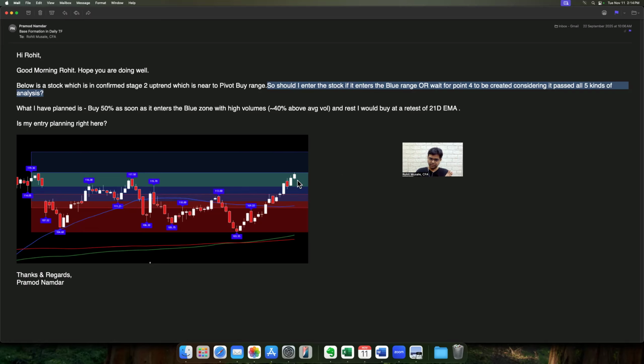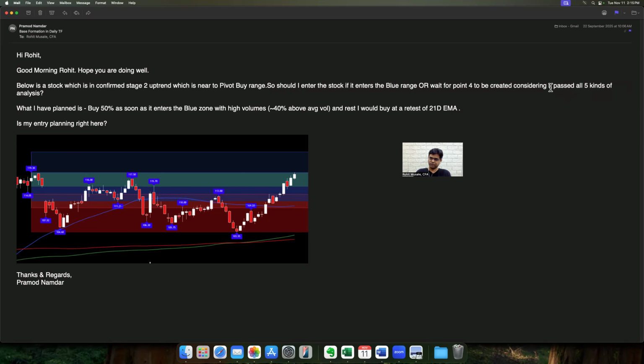Now, if it does form point 4, like if it refuses to go to the blue range and it forms a candle and then it forms point 4, then we have a trade on the daily time frame chart. So my first priority is to pick up the trade on the daily time frame chart. If it's not giving me a proper setup on the daily, I will buy it on the weekly time frame chart, considering it passed all 5 kinds of analysis.